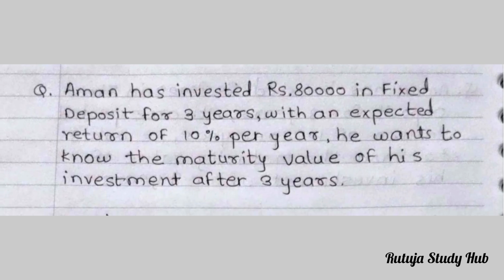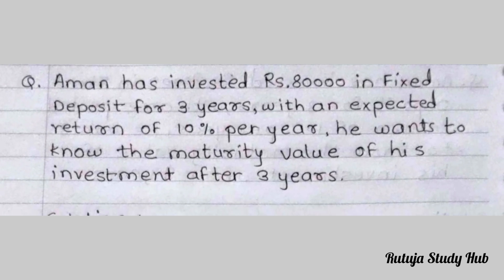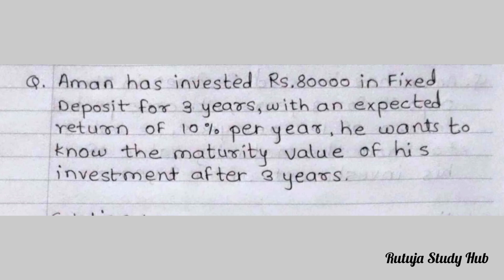Now, let us start with our first example. Before writing any formula, the most important step is understanding the question. Here the question is: Aman has invested rupees 80,000 in a fixed deposit for 3 years at 10% per year. He wants to know the maturity value of his investment after 3 years. Now stop here. Don't write the formula yet. Let us understand what is given and what is asked.